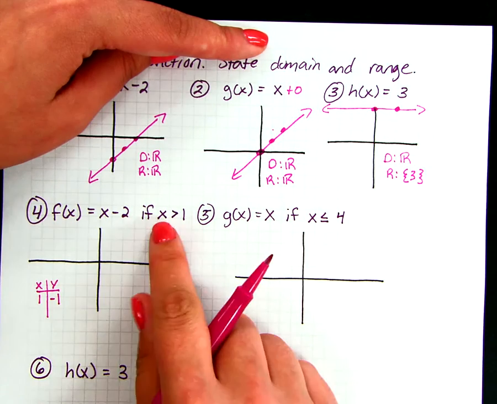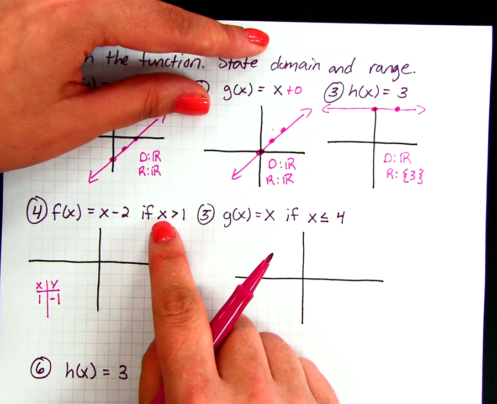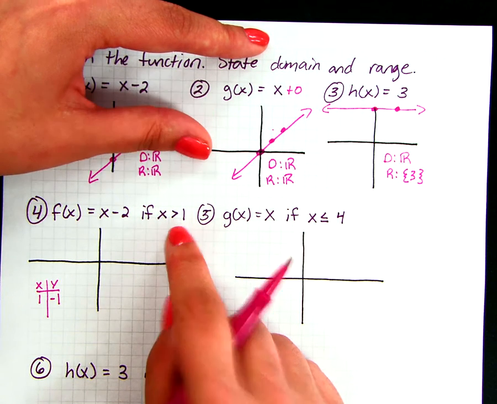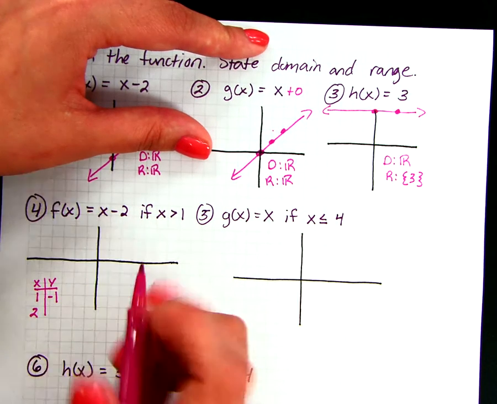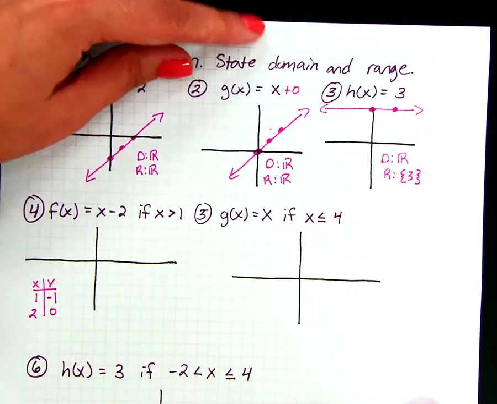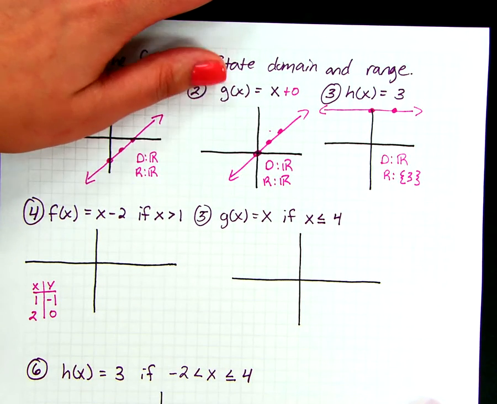And then I need to choose one more x value that is bigger than 1. So I'm going to choose 2. So if I choose 2, 2 minus 2 is 0. So now I have enough points to finish my graph.